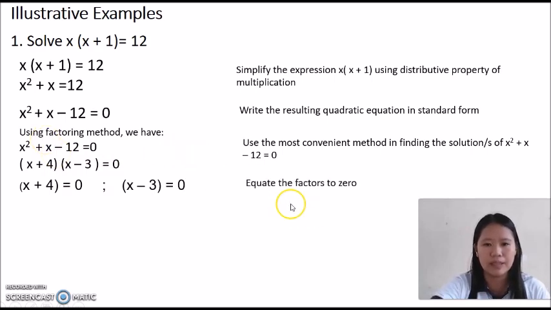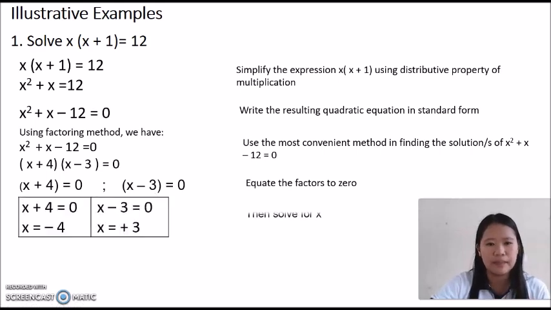Next one is to equate the factors to 0. So, we have now x plus 4 equals 0 and x minus 3 equals 0. In-equate na natin sila sa 0. And then, solve for x.